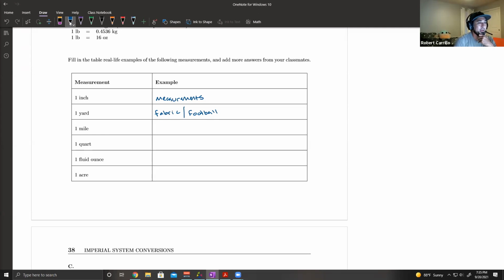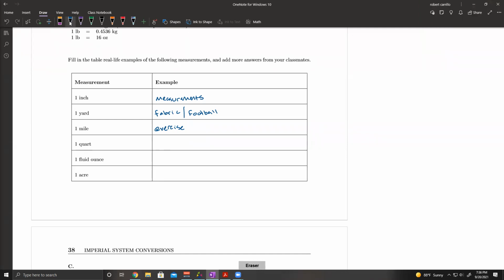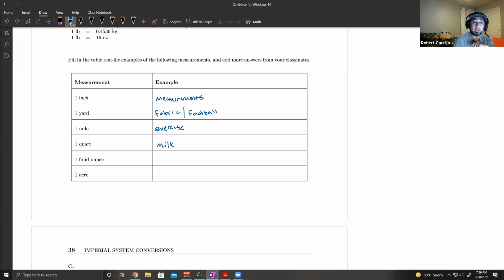All right. What about a mile? Exercise. It could even be like the last answer for a meter, a race, right? What about a quart? A quart of milk. What about 1 fluid ounce? Mixed drinks. There you go. I love it. Mixed drinks, cocktails.